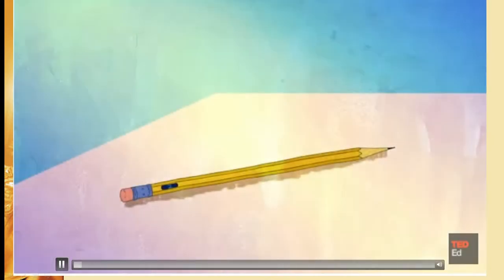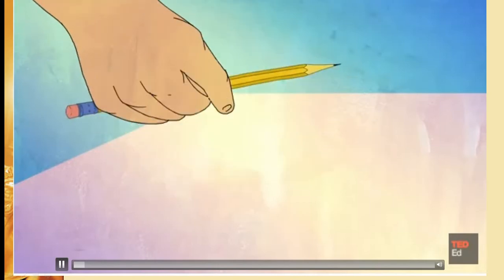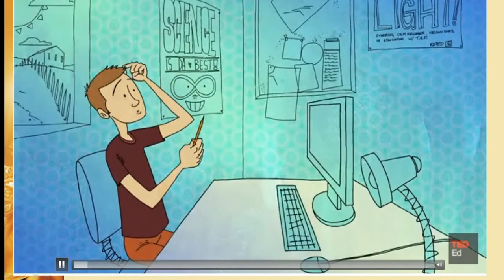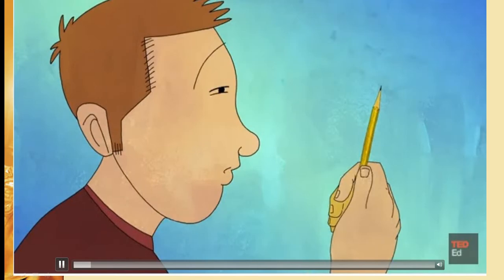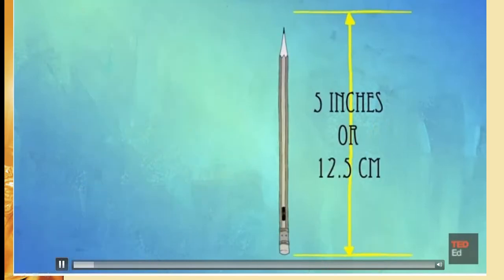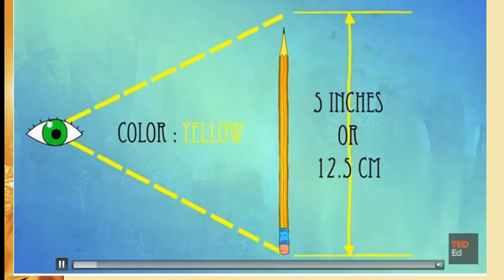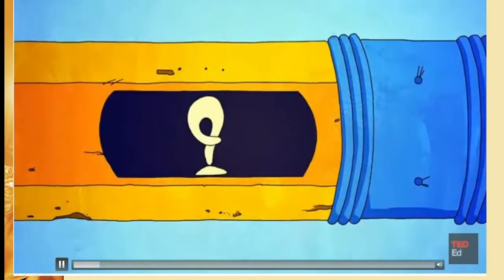You look down and see a yellow pencil lying on your desk. Your eyes, and then your brain, are collecting all sorts of information about the pencil. Its size, colour, shape, distance, and more. But how exactly does this happen?